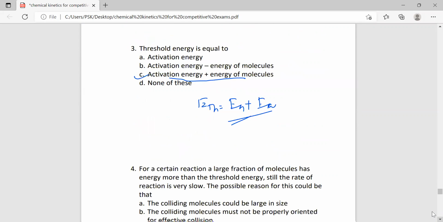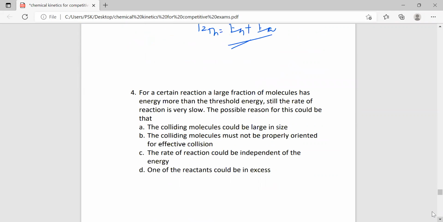The next question: for a certain reaction, a large fraction of molecules has energy more than threshold energy. Still, the rate of reaction is very slow. The possible reason for this could be: the colliding molecules should be large in size; the colliding molecules must be properly oriented for effective collision; the rate of reaction could be independent of energy; one of the reactants should be in excess. They've written 'not' in one option, sorry, I didn't read that word. This happens for you also in the exams. So be careful, read the options two to three times and then check which is the right answer.